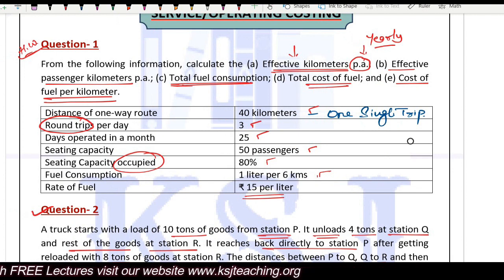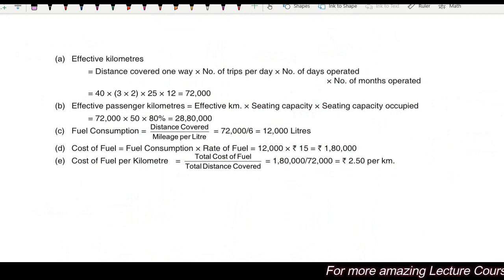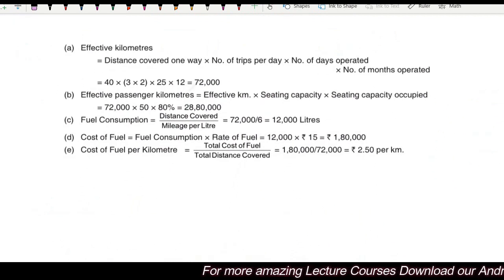So from this information, you have to calculate the effective kilometers and you have to calculate effective passenger kilometers also. Total fuel, how much of the fuel will be consumed. For that consumption, what will be the total cost and the cost per kilometer. Let's see. What is effective kilometer? So distance covered.